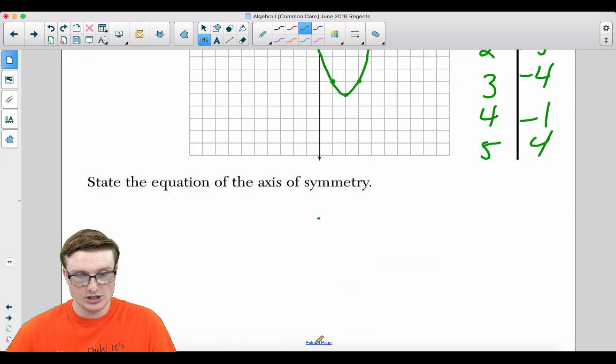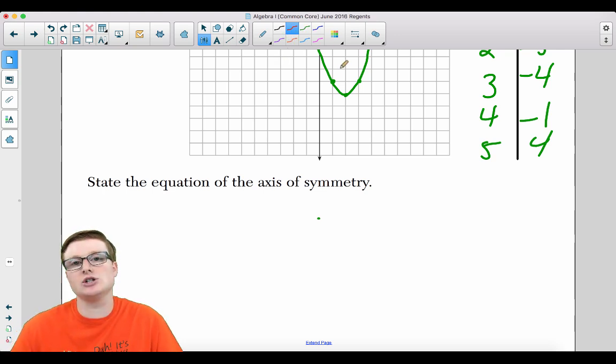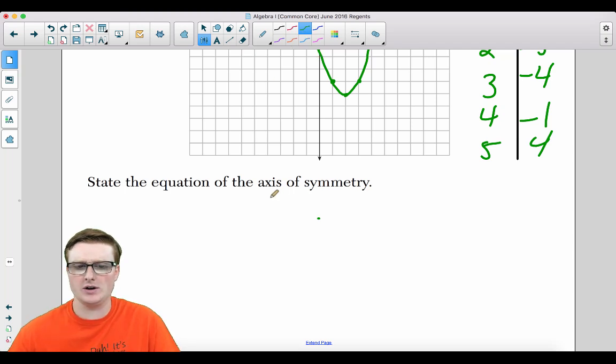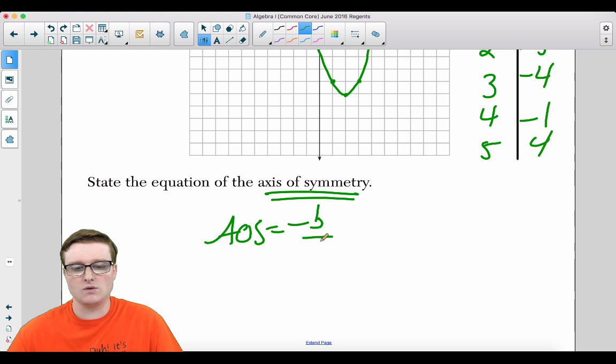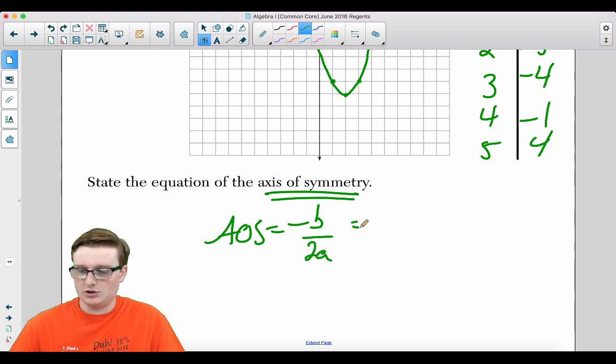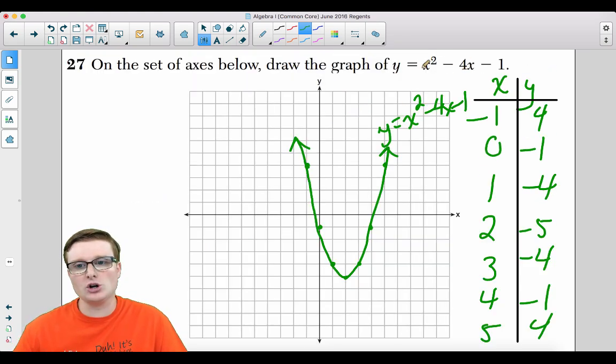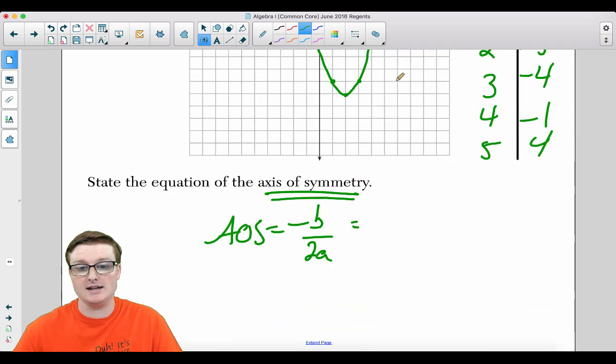Now, the follow-up question is state the equation of the axis of symmetry. Well, you could do this two ways. Either you could do it graphically or you could do it algebraically. I'm going to do it both ways for you. The axis of symmetry formula is negative b over 2a, right? So your b value is negative 4, your a value is 1. So just plug it in.